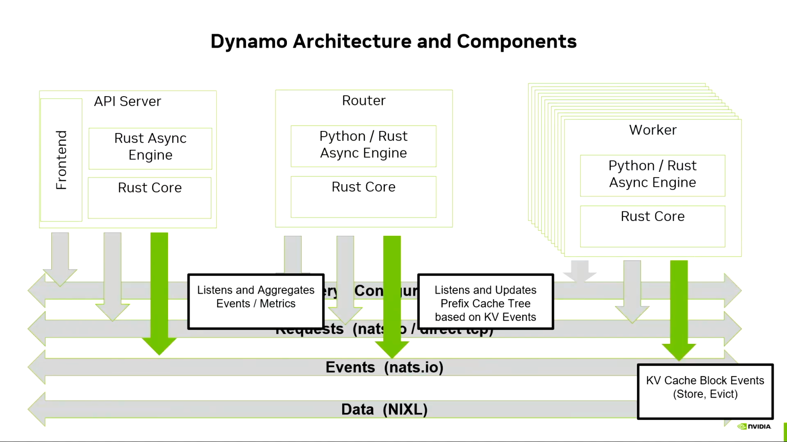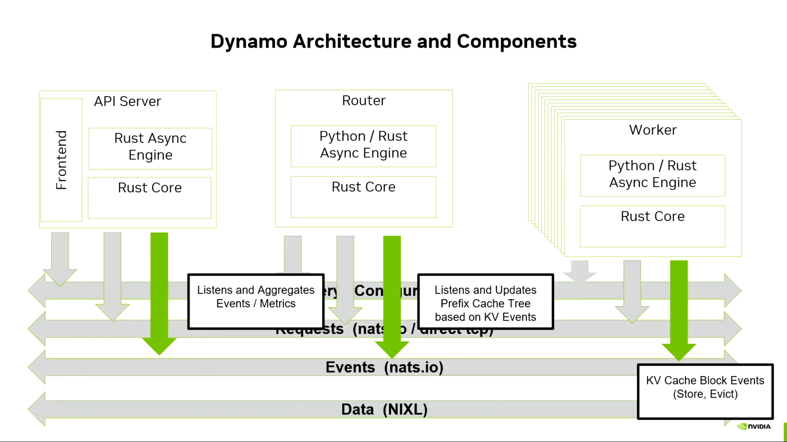Next, you have events. Right, so an API server, I kind of combine things. We might have a separate metric server, but just imagine that this is also going to have a Prometheus endpoint. It will listen and aggregate events and metrics. Okay. The router is the key piece here, it's actually going to be listening for updates from the workers and to understand the global state of the KV cache, right? That's how it's going to know how to route.